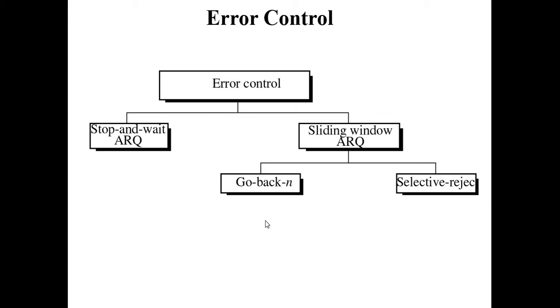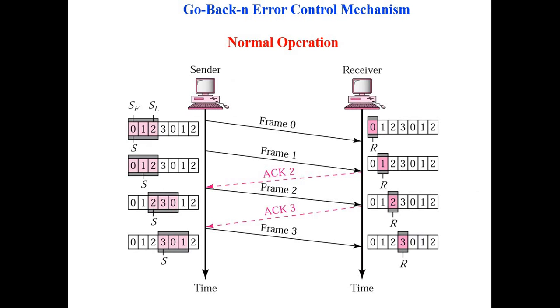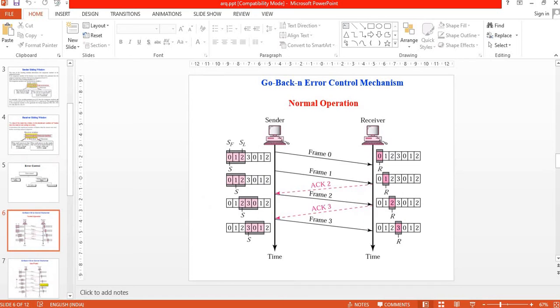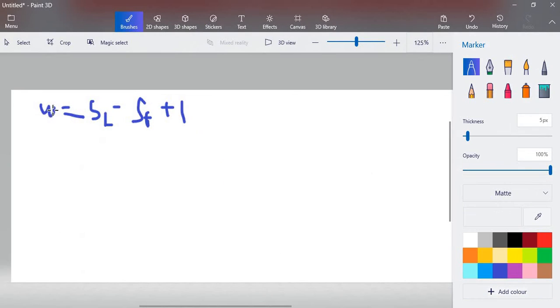For error control in sliding window ARQ, we have Go Back N and Selective Repeat ARQ. Today's topic is Go Back N ARQ. In Go Back N ARQ, unlike stop and wait, cumulative acknowledgement is possible. It's not that we need an acknowledgement after receiving every frame. In this example, the window size in Go Back N ARQ should be SL minus SF plus 1.